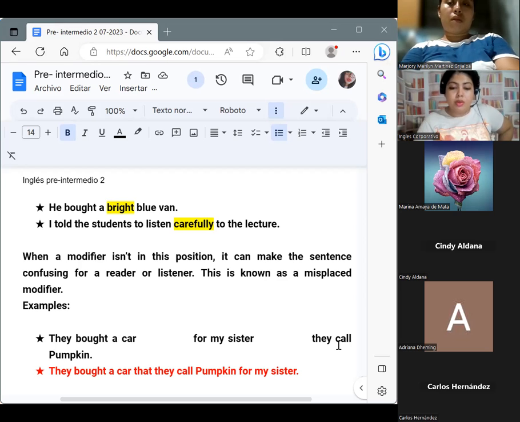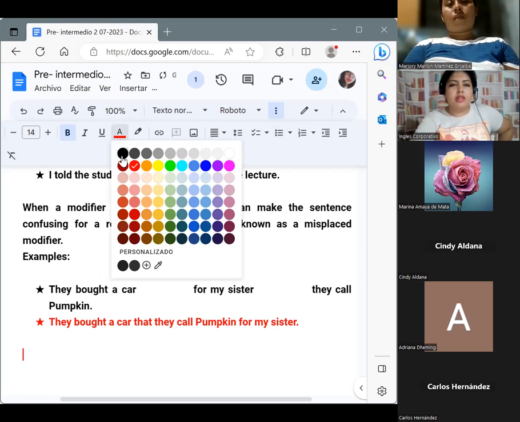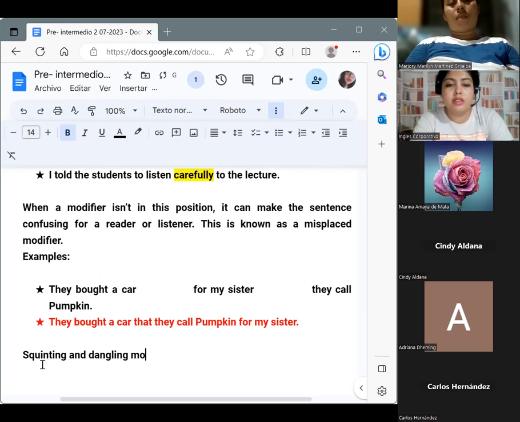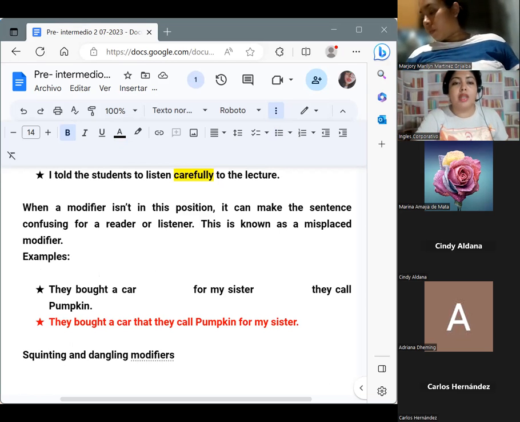Okay, thank you, Miss. You're welcome. So in this case, we are going to see this one. But I need to change the color again. This one. So we have two different types. There are the squinting and dangling modifiers. Son dos tipos de modificadores. We are going to see what they are, what is the importance of them, and why we need to know something about this kind of modifiers.